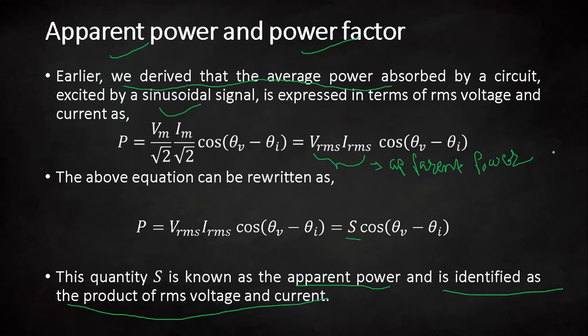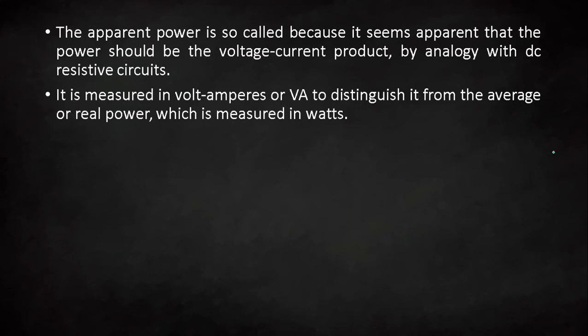Now why is it known as apparent power? Because it seems apparent that the power should be the voltage and current product by analogy with a DC resistive circuit. So in case of DC, we measure power by simply multiplying voltage into current, and in the previous equation we can see that V RMS multiplied by I RMS is nothing but your apparent power. Now it is generally measured in terms of volt ampere, or we can represent it as V into A, to distinguish it from the average power or the real power, which is generally measured in watts.